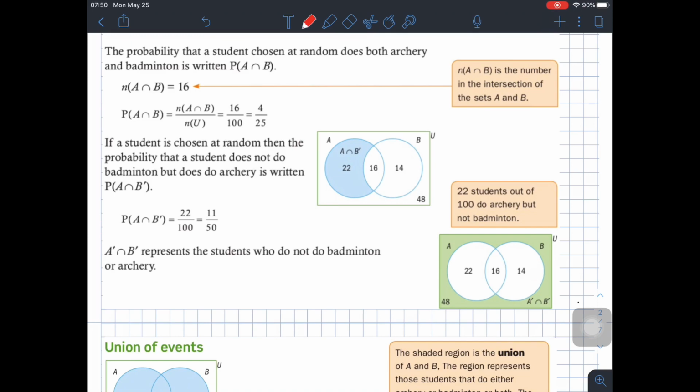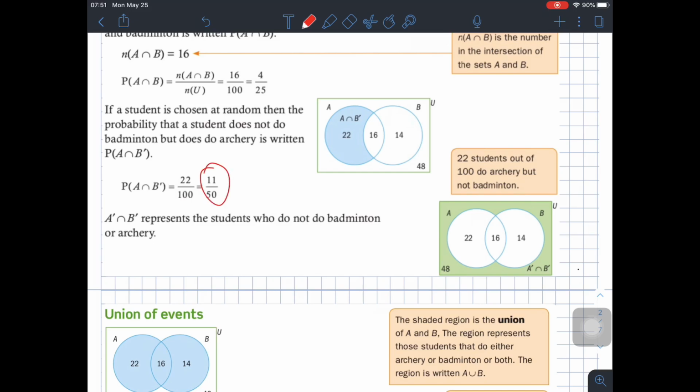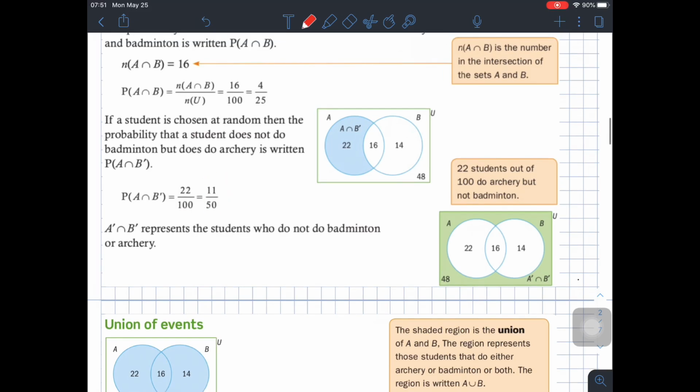Okay. Then it says, if a student is chosen at random, then the probability that a student does not do badminton but does archery is written as probability of archery and not badminton, right? So if you look at the Venn diagram, we are referring to this shaded region over here, which is people who do archery but are not doing badminton. That's why we only focus on this region. So the probability would be this number divided by the total, which is 100, right? So 22 over 100 is the probability of people doing archery but not badminton, which if we simplify is 11 over 50. Here it says 22 students out of 100 do archery but not badminton.